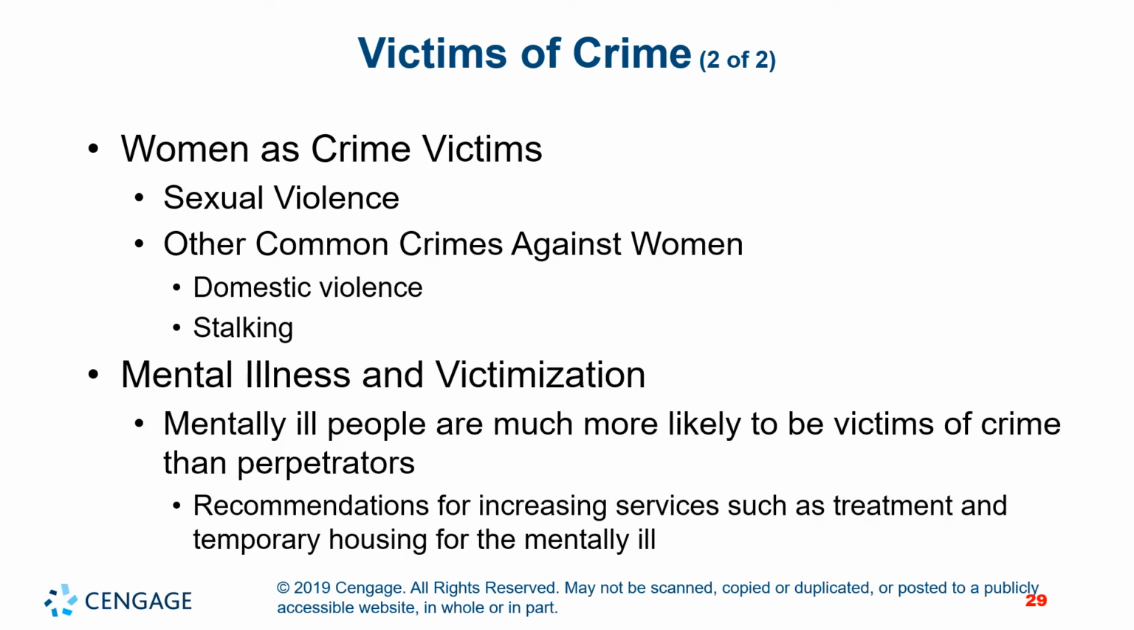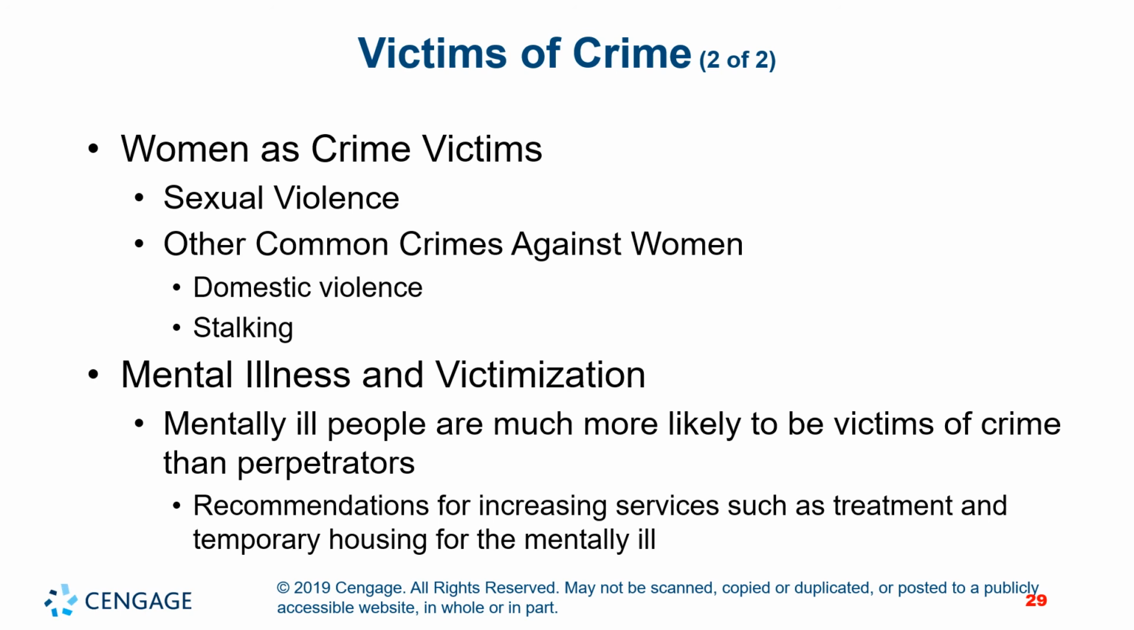Women as victims of crime. Often in connection with a prior relationship, there is sexual violence, and 6 in every 10 crimes in the U.S. are committed by someone known to the victim. The highest victimization rate is between 12 and 34 years of age. There are other common crimes against women, including domestic violence and stalking.